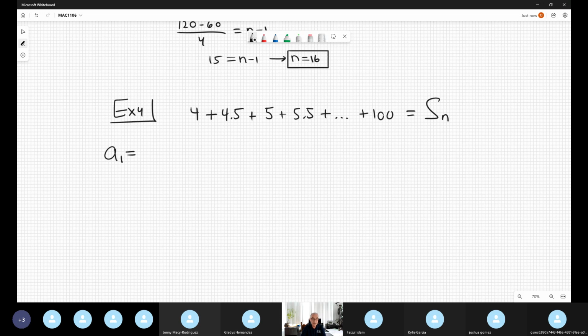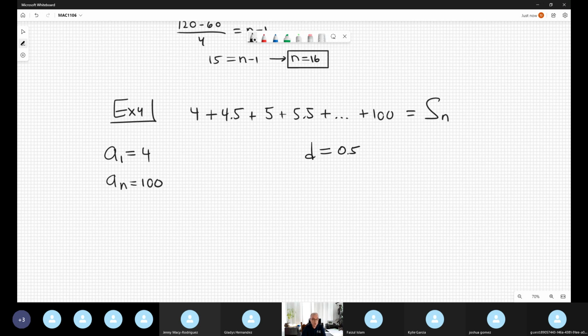Yeah. Gladys says that the common difference is 0.5. Okay, this is the most complicated. The first one is 4, and the last one is 100.